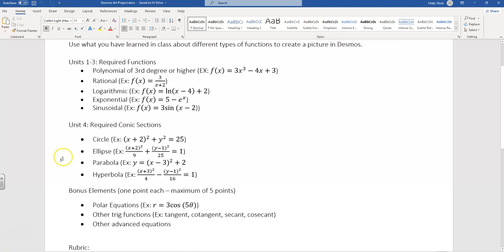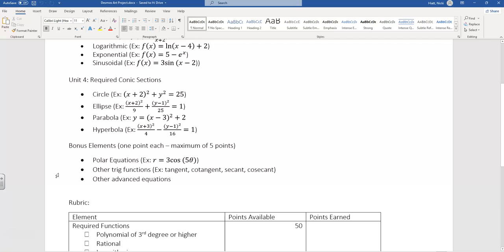You must also use at least one each of these 4 types of conic sections that we just went over. So those all must be there. You can include bonus elements. So bonus elements are going to include polar equations. You can use polar equations. You can use other trig functions besides sine and cosine, so tangent, cotangent, secant, cosecant. Or I just put other advanced functions.